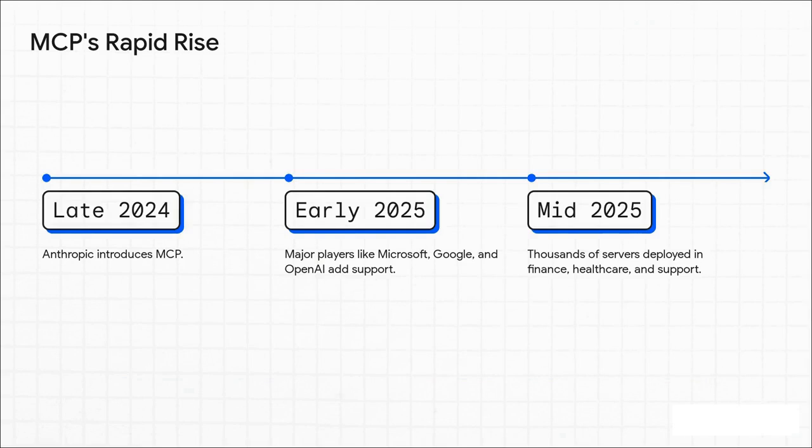It absolutely exploded. Anthropic introduced it in late 2024, and then boom, within months, all the big players are on board: Microsoft, Google, OpenAI, you name it. By the middle of 2025, we're talking thousands of public servers running this thing everywhere: finance, healthcare, customer support. You get the idea. And that incredible speed, well, that's what created this really dangerous gap between how fast it was adopted and how secure it actually was.